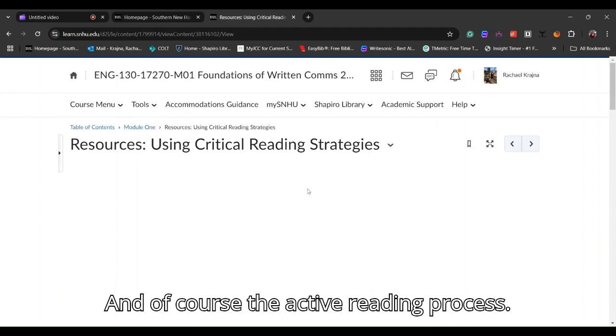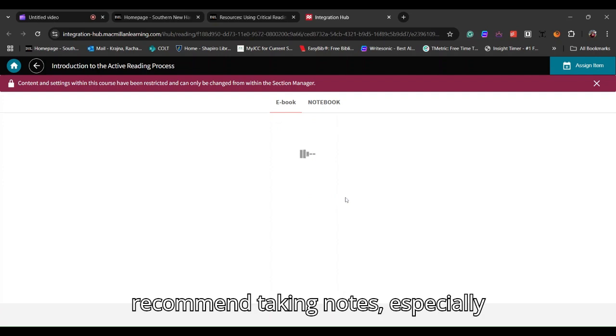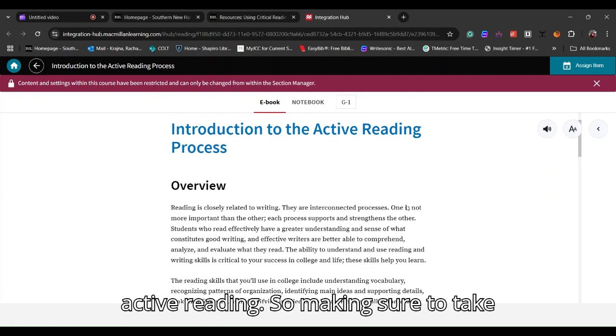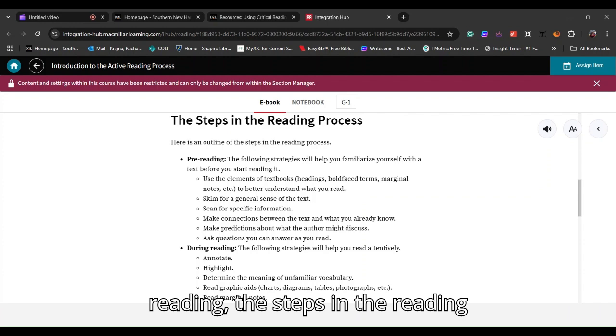And of course, the active reading process. Reading and writing go hand in hand, right? So we always want to recommend taking notes, especially active listening. It's the same thing as active reading. So make sure to take notes, especially on things you're reading. The steps in the reading process.